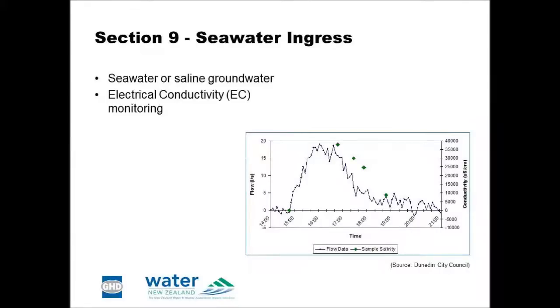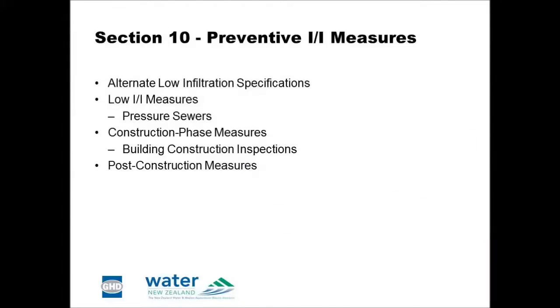Section 9 covers seawater ingress, and that's been quite an issue in some places, certainly in Australia, but even in New Zealand as well. And Section 10 talks about preventive I/I measures. The previous sections are more about the cure. This is talking about the prevention. How do you stop I/I getting into your system in the future? And we talk about pressure sewers and low I/I specifications, building off some of the work that's been done in Australia in that regard.